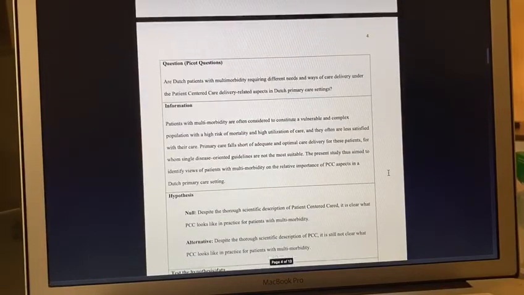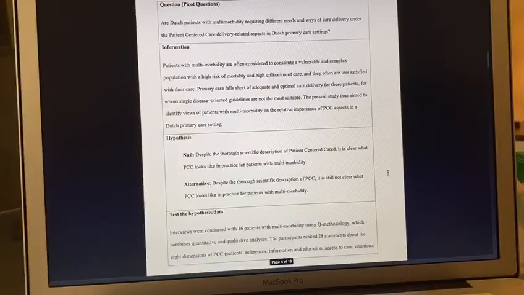Background information: patients with multimorbidity are often considered to constitute a vulnerable and complex population with high risk of morbidity and high utilization of care, and they are often less satisfied with their care. Primary care falls short of adequate and optimal care delivery for this patient group. Guidelines oriented to one single disease are not the most suitable. The present study thus aimed to identify the views of patients with multimorbidity on the relative importance of PCC aspects in the Dutch primary care setting.